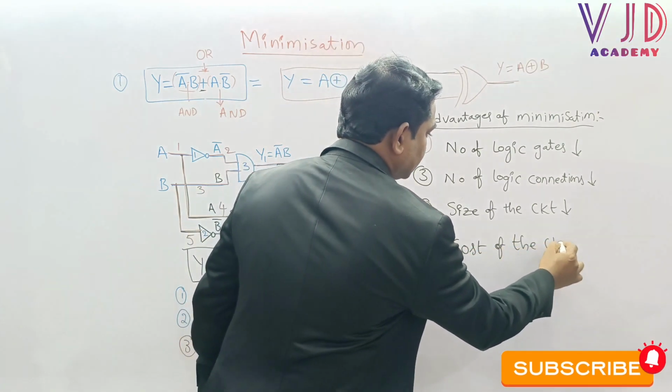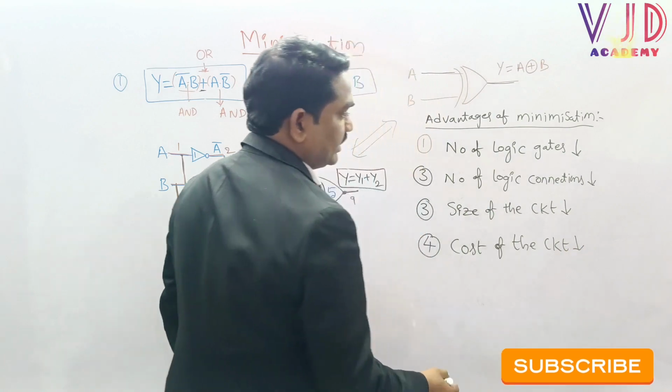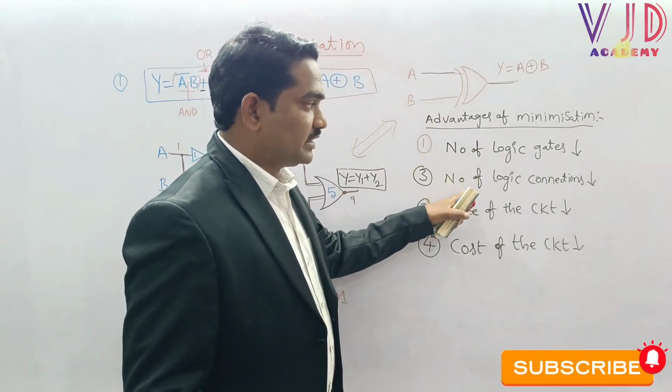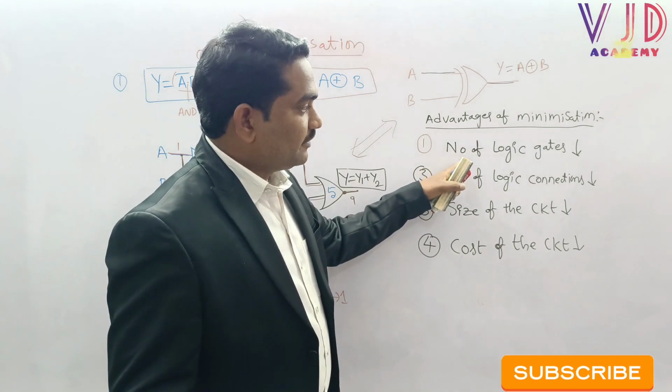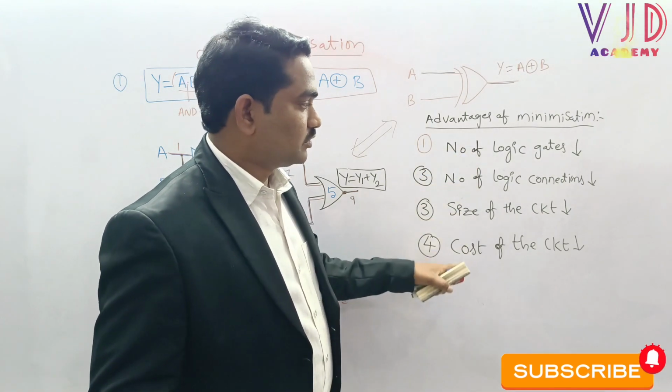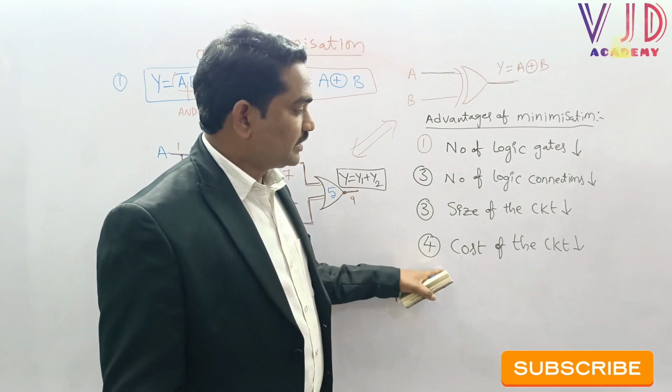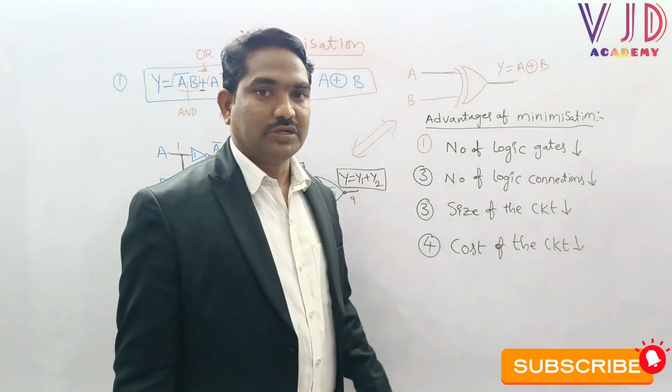Cost of the circuit is also reduced. Here the number of logic connections, the physical connections, are reducing, and the physical quantity, which means the number of logic gates, the hardware, is also reducing, which means the cost of the circuit is also reduced.